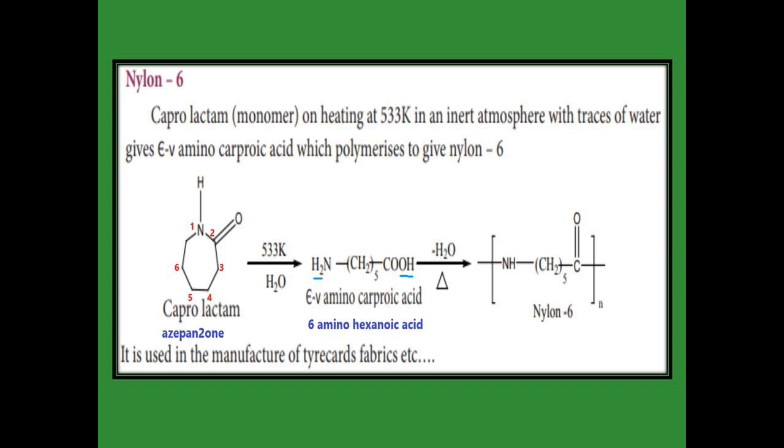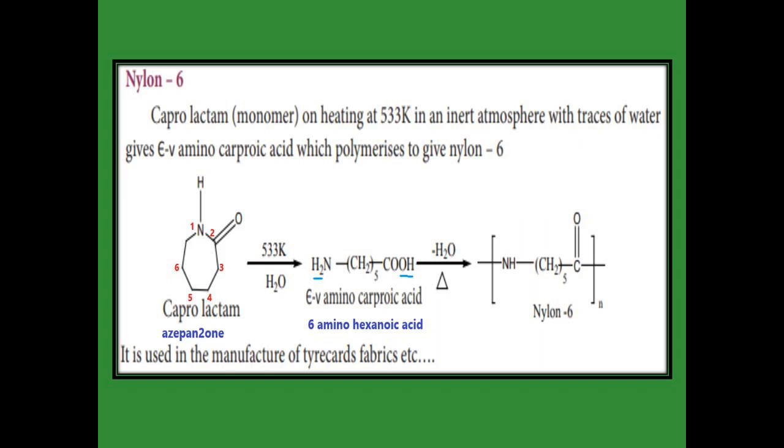Nylon 6 is obtained from caprolactam. It is a monomer. Another name for caprolactam is azepan-2-one. Aza means nitrogen. Nitrogen is usually called aza. Here a 7-membered ring is there, so it is called azepane, and on the second carbon we have a ketone, so 2-one. The IUPAC name of caprolactam is azepan-2-one.